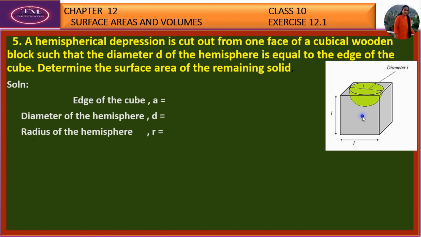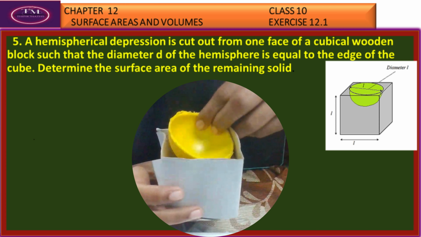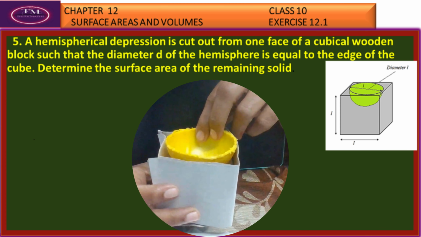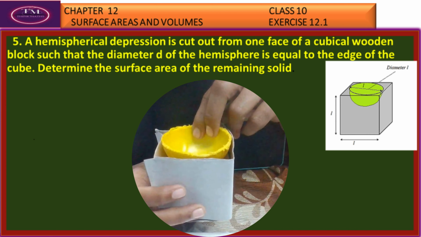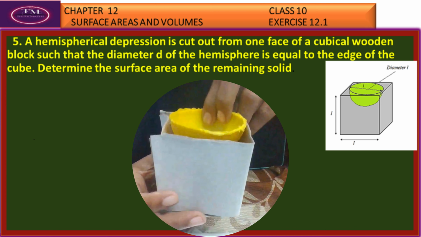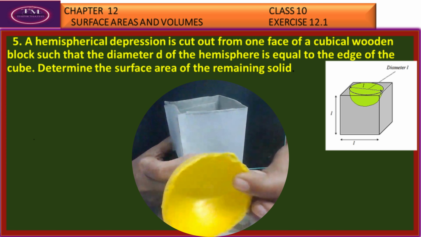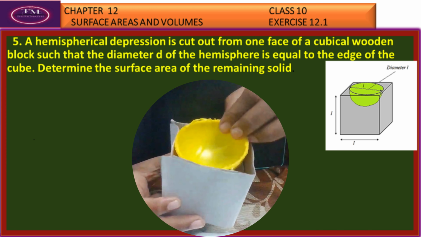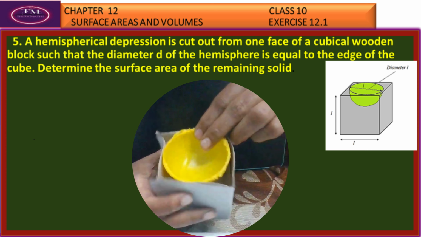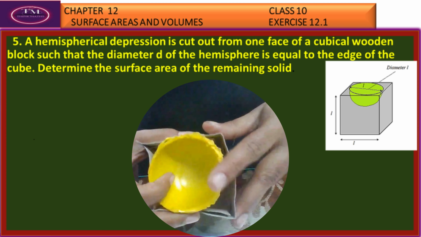Now we have to find out the surface area of the remaining solid. Now let us check what area it occupies. So this is the cubical part given in this question. So in this cubical block, a hemispherical depression is cut out. So this block will be looking like this.